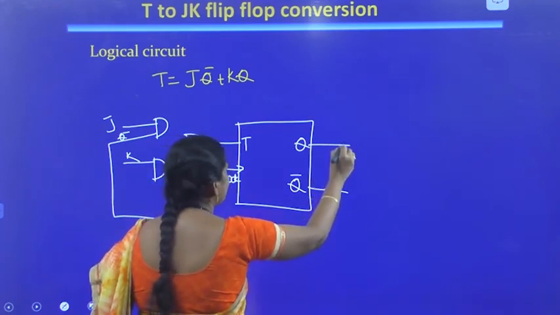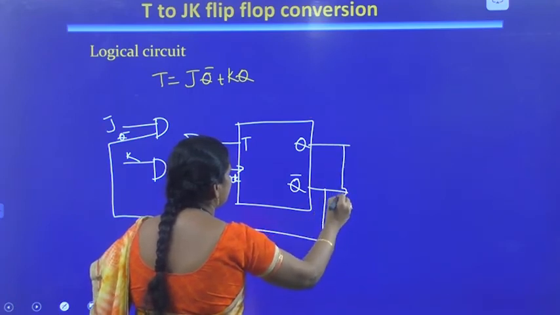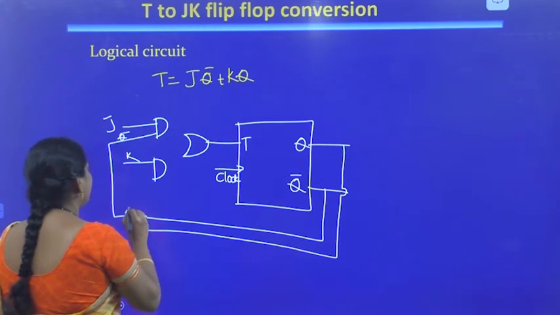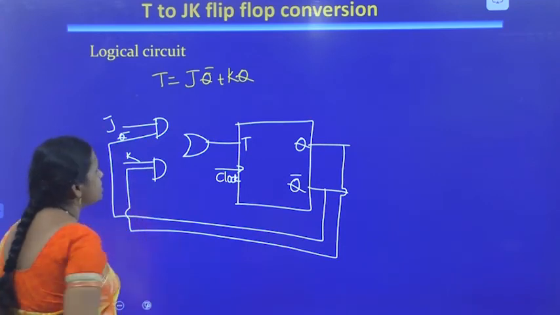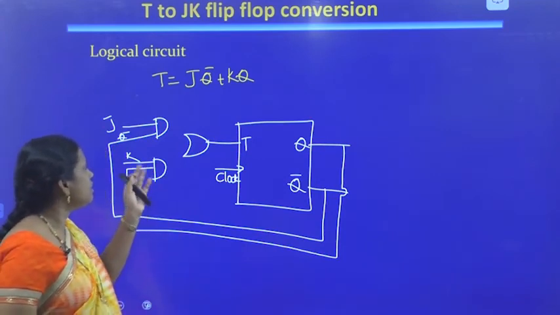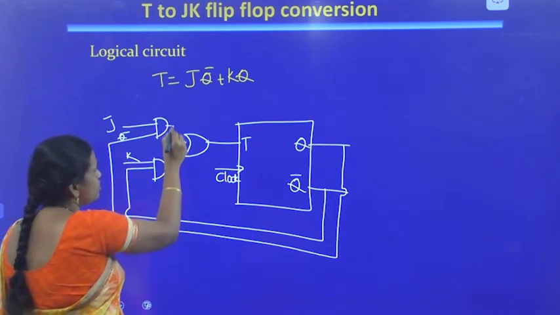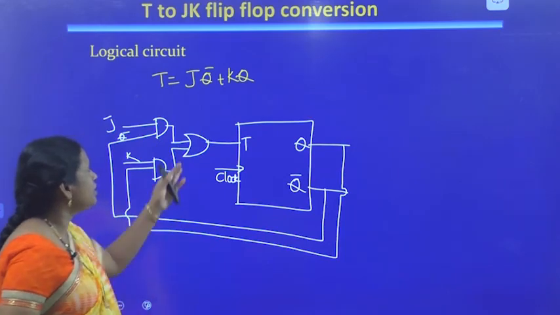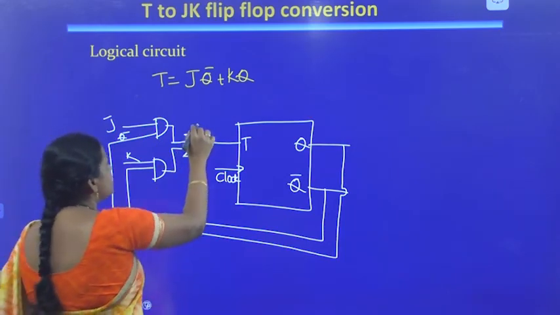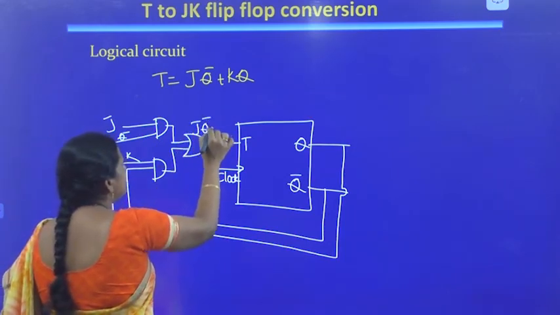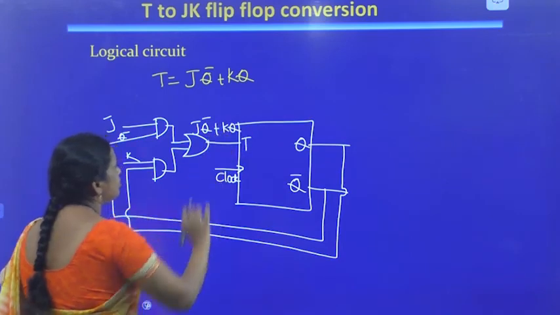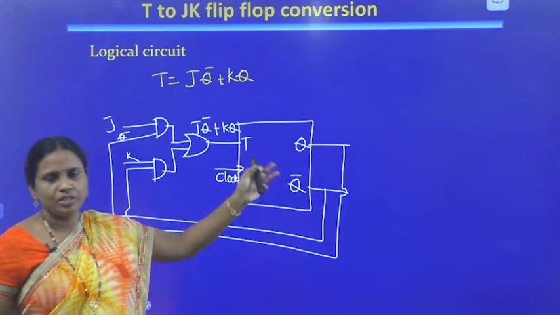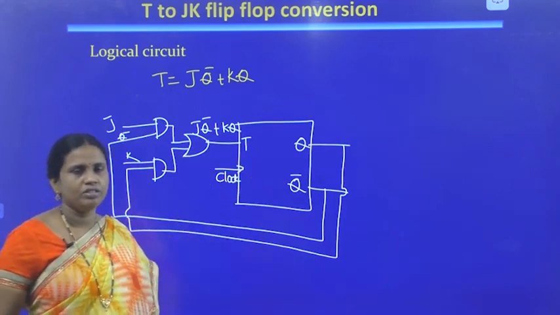I am going to take Q from here and give this as the other input for this AND gate. The outputs of these two AND gates are given as inputs for the OR gate. So this OR gate expression is nothing but J into Q bar plus K Q. This is the logical circuit for the conversion of T to JK flip flop. Okay, so thank you.